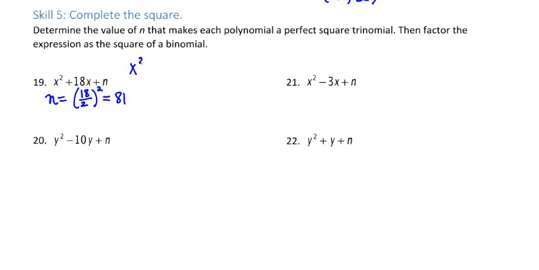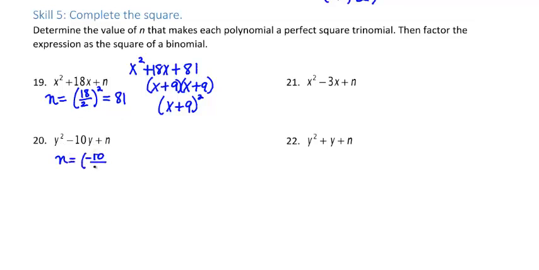And then if we had to factor x squared plus 18x plus 81, notice that that factors as (x plus 9) times (x plus 9), or (x plus 9) squared. And again, that follows because the factors of 81 whose sum is 18 are 9 and 9. y squared minus 10y plus n, well, n has to be half of negative 10, squared. So half of negative 10 is negative 5, squared is 25.